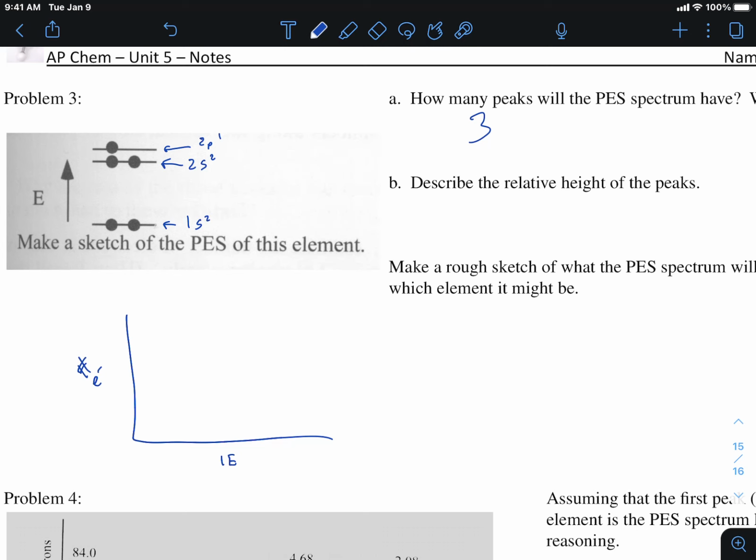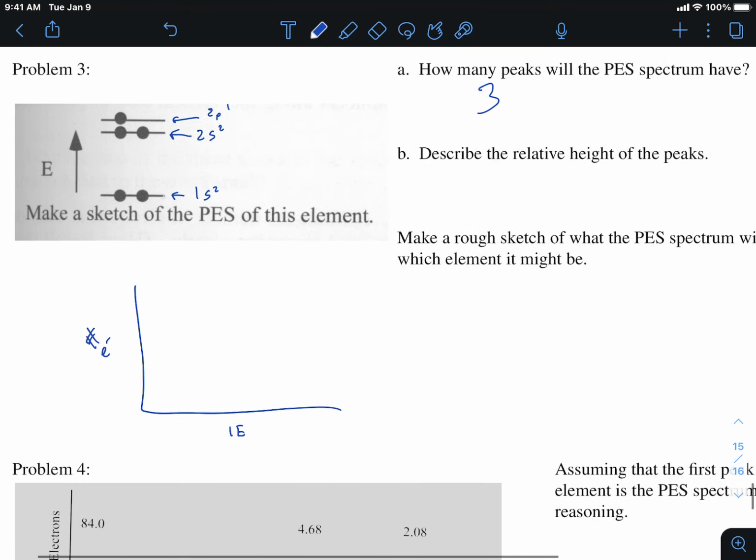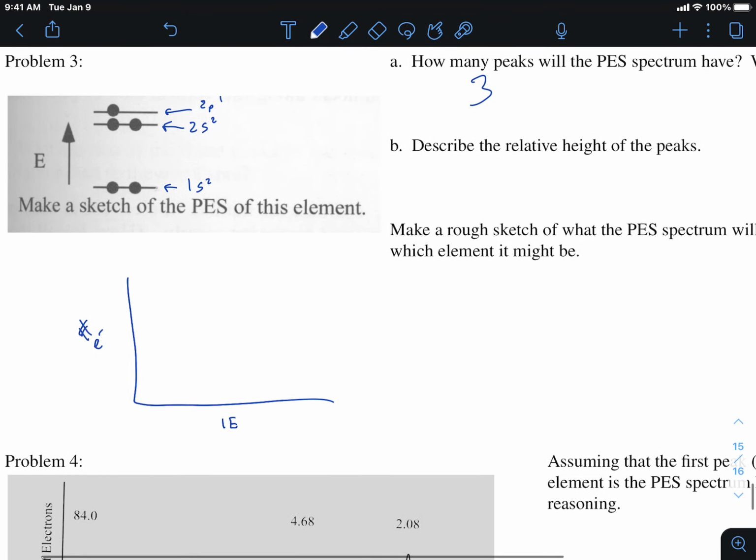We're going to keep with convention with the other diagrams in these notes that the high energy is towards the left and the low energy is towards the right. We've established we have 3 peaks. We have the subshells 1s, 2s, and 2p. Of those 3, which one do you think would require the most energy to remove electrons? The 1s. So the 1s peak, let's put here.